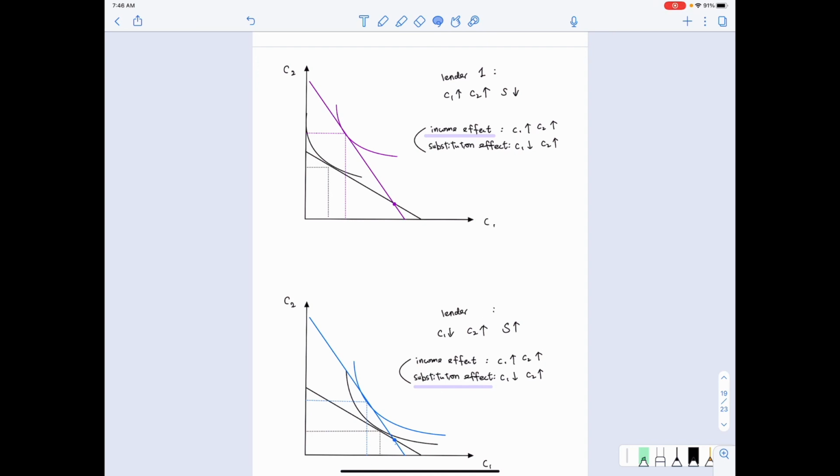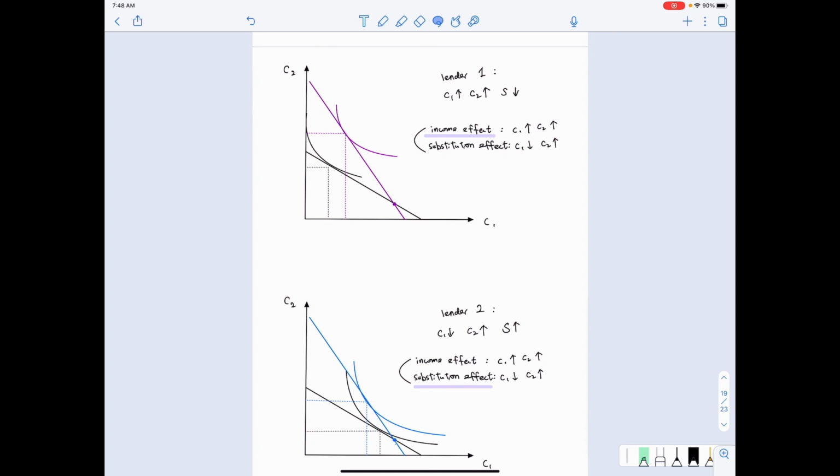Therefore, for a lender, it is possible that the income effect dominates the substitution effect, and it is also possible that the substitution effect dominates the income effect. But regardless of either case, we know for sure for a lender, the second period consumption will increase. As for savings, in some cases saving falls because the income effect dominates. In other cases, saving increases when the substitution effect dominates.